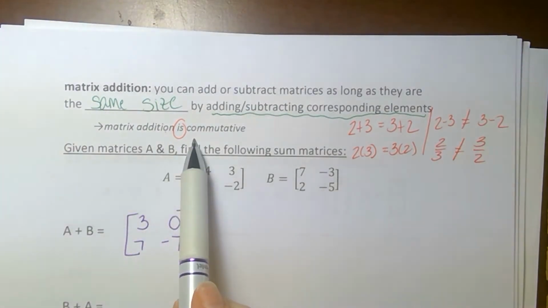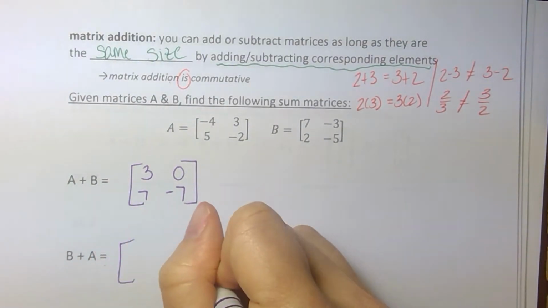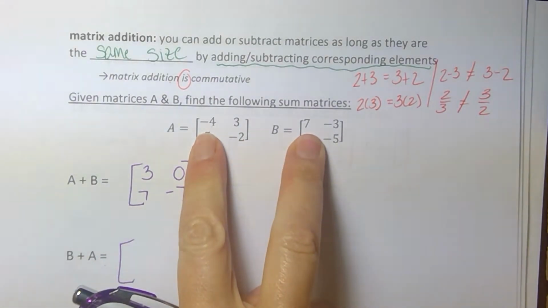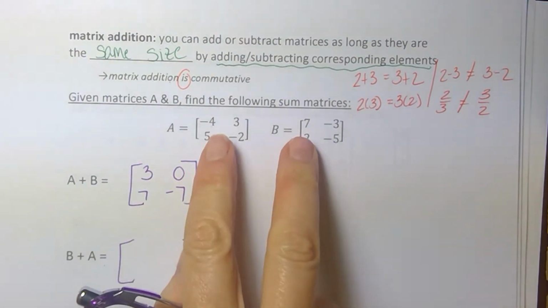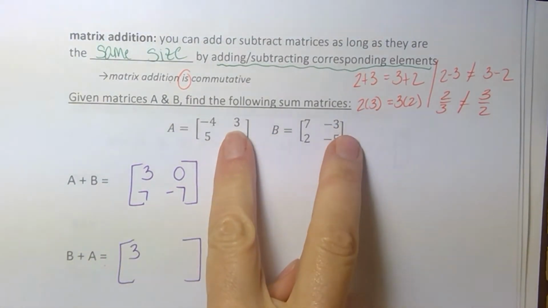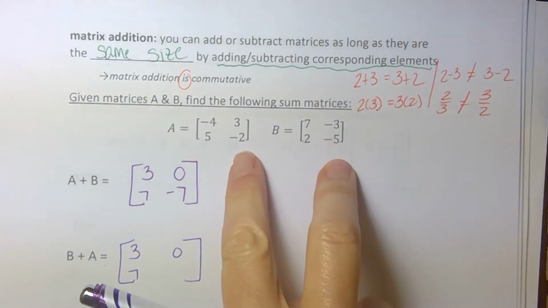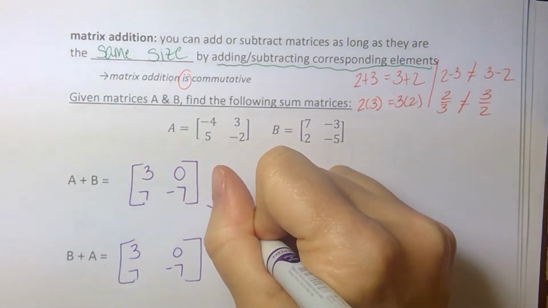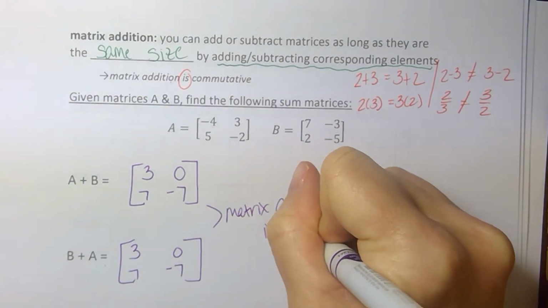Now we're told that matrix addition is commutative, so we expect that when we do B plus A, we'll get the same thing. Let's look at it and see. B plus A, that means I'm going to start over here with B. I'm still adding the same elements. When I added A plus B, I said -4 plus 7. When I add B plus A, I say 7 plus -4. Still gives me 3. B plus A, if I move over, -3 plus 3 is 0. 2 plus 5 is 7. -5 plus -2 is -7. Matrix addition is commutative. We were told that.